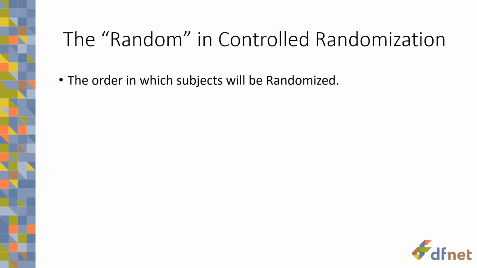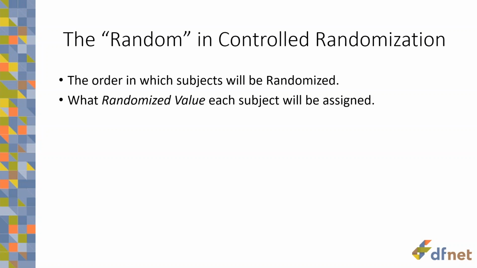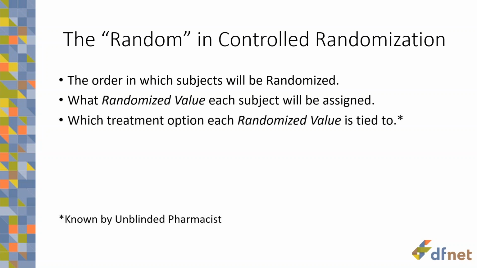So the random in controlled randomization is the order in which subjects will be randomized. We don't know in which order who will go into the facility and get randomized and be deemed eligible. We don't know what randomization value will be assigned to which subjects, that is also random, and which treatment option is associated with each randomization value. This component is known by the unblinded pharmacist, or if in your study you have other unblinded individuals, they would also be aware of this information.